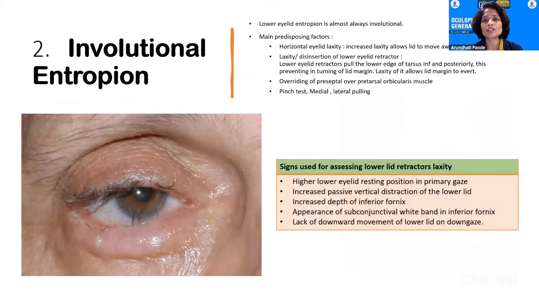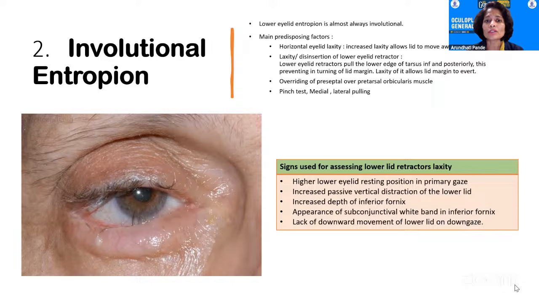What is involutional entropion? The main predisposing factor is horizontal lid laxity, so increased laxity allows the lid to move away from the eyeball. Then disinsertion of the lower lid retractor is the main pathophysiology. Lower lid retractors pull the lower edge of the tarsus inferiorly and posteriorly, preventing inturning of the lid margin. Laxity of it allows the lid margin to turn inward. Overriding of preseptal over pretarsal orbicularis muscle.